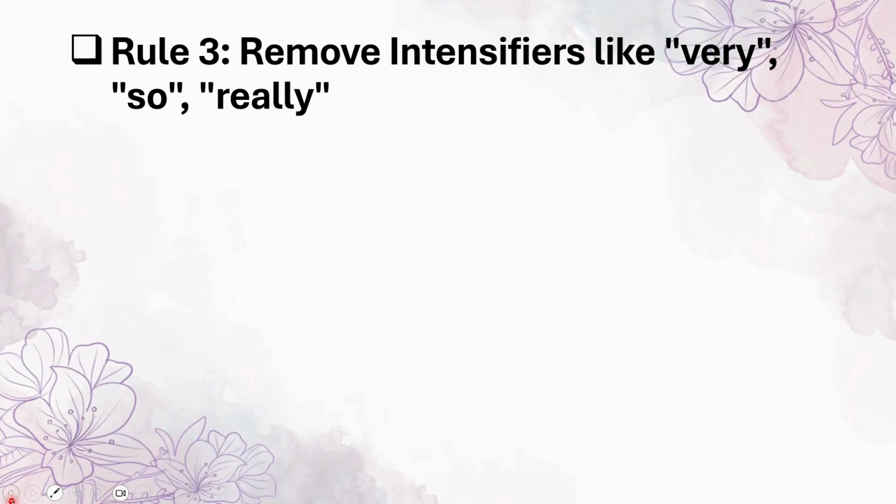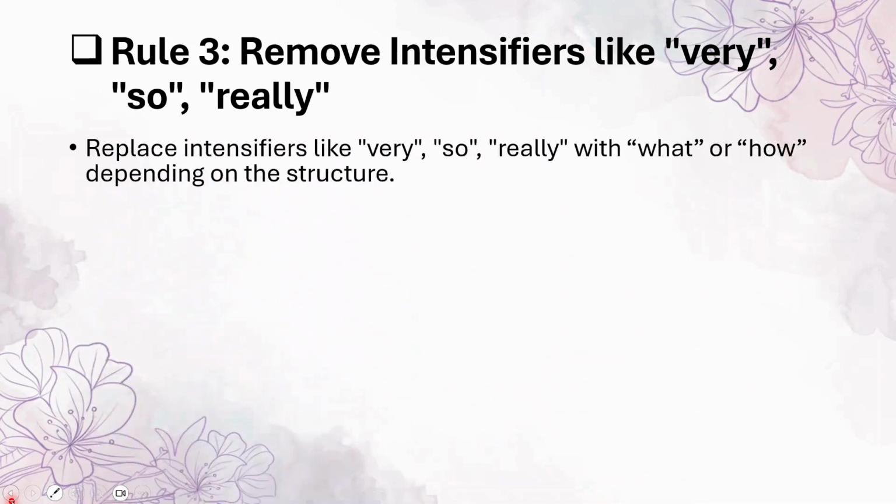And understand now what are intensifiers. Intensifiers are words that make an adjective or adverb stronger. Examples for intensifiers are very, like very beautiful; so, like so intelligent; really, like really fast. These words are common in declarative sentences, but we do not use them in exclamatory sentences.